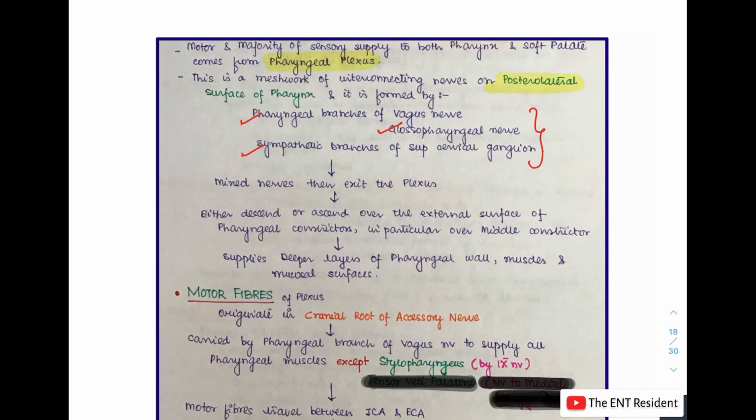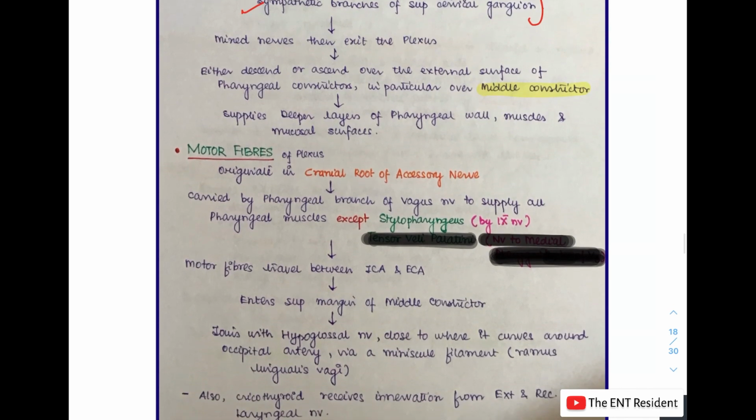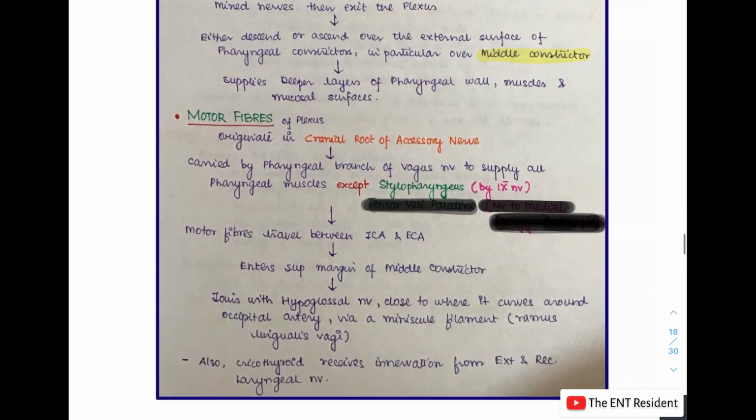Now once these nerves have formed this plexus, they exit the plexus and either descend or ascend on the external surface of the pharyngeal constrictors, in particular over the middle constrictor muscle. And they will supply the deeper layers of the pharyngeal wall, which are the muscles and the mucosal surfaces. So when we talk specifically about the motor fibers and the sensory fibers: the motor fibers originate in the cranial root of the accessory nerve. These are carried by the pharyngeal branch of the vagus nerve to supply all the pharyngeal muscles.